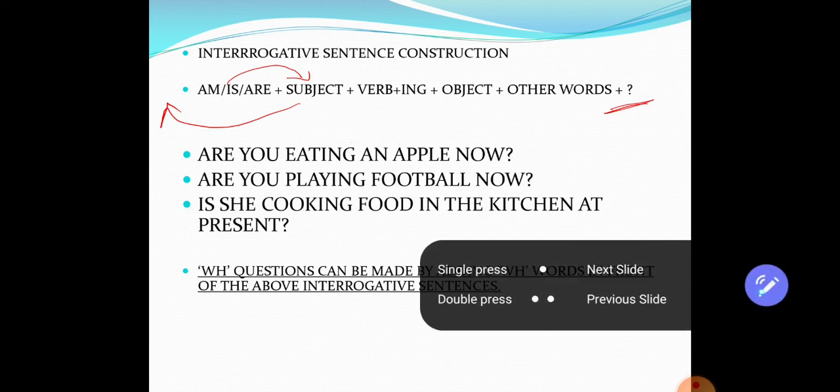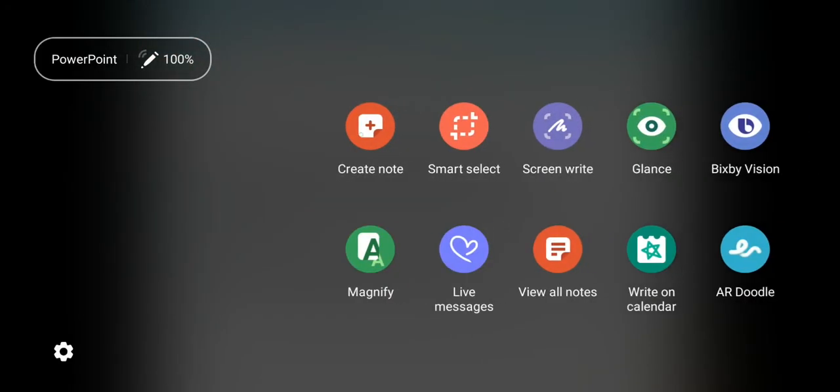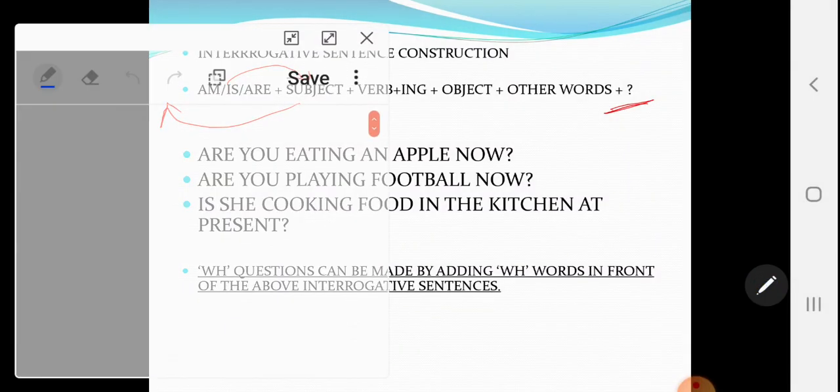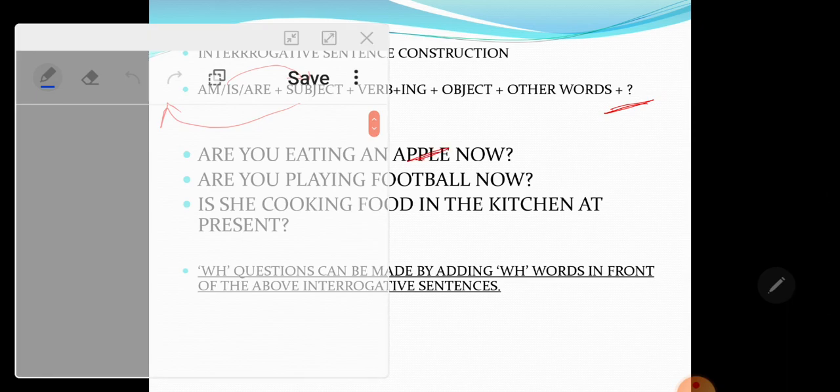How to make the WH questions? I'll give you by writing a note over here how to make a WH question. Now, are you eating an apple now? Suppose we want to ask what are you eating? So we just have to add what over here. What are you eating now?